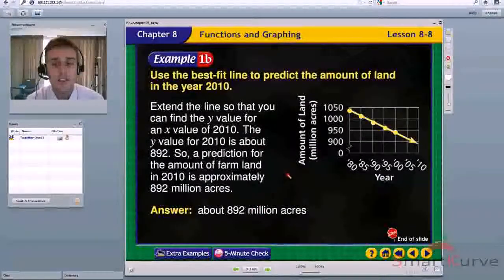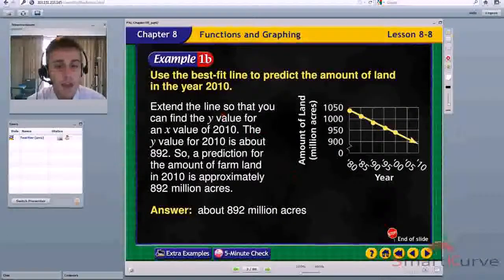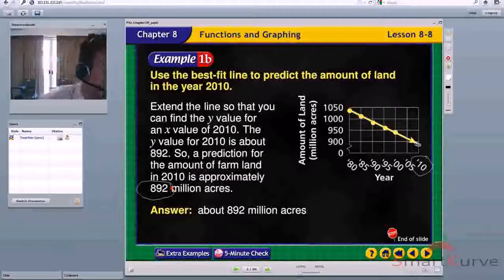Use the best fit line to predict the amount of land in the year 2010. Extend the line so that you can find the y value for an x value of 2010. The y value for 2010 is about 892, so a prediction for the amount of farmland in 2010 is approximately 892 million acres. We can tell that because this line goes straight down and tells us to make a prediction for 2010. So we check where this line is going to intersect on 2010, and it'll be right about there, about 892 million acres.